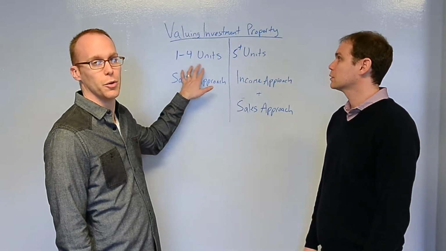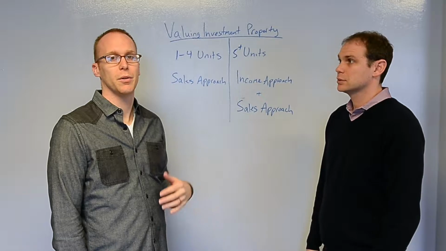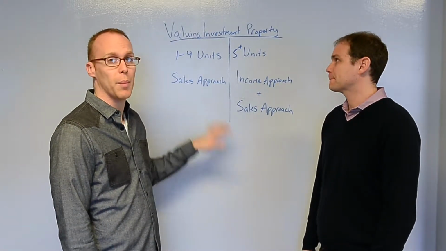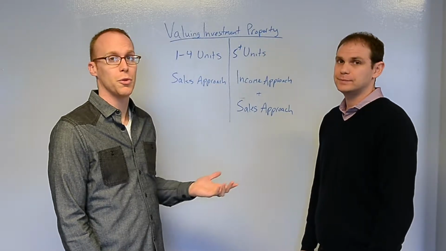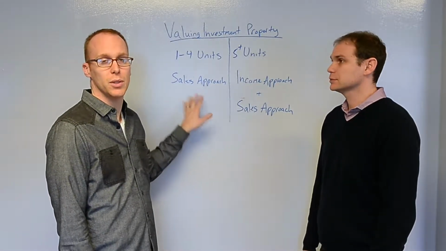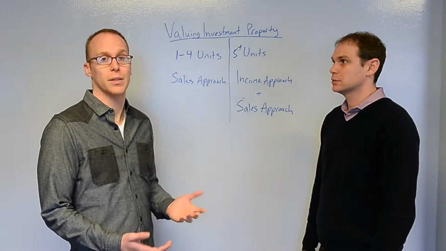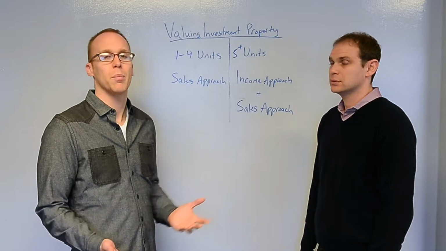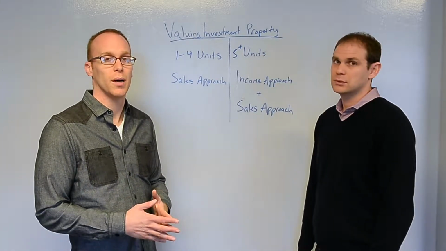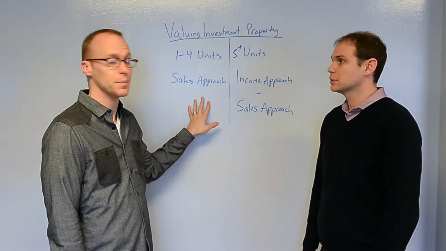Residential is considered 1 to 4 units, and then commercial is considered 5 units or more. For residential properties, whether it's a single family or a 2, 3, or 4 unit, typically an appraiser is going to use the sales approach to value that piece of real estate. So they're going to look for other comparable sales for square footage, unit mix, all that good stuff to come up with a value for the property.